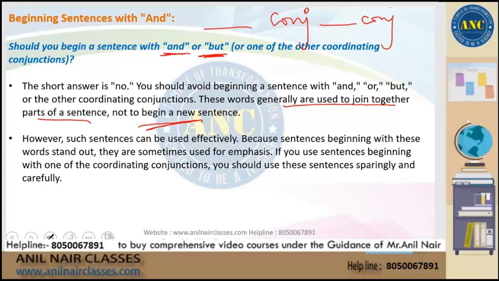However, such sentences can be used effectively because sentences beginning with these words stand out. They're sometimes used for emphasis. If you use sentences beginning with one of the coordinating conjunctions, you should use them sparingly and carefully. In very rare cases, especially if you want to put more emphasis on the sentence, that is when you can, but very rarely, very limitedly you should use them.